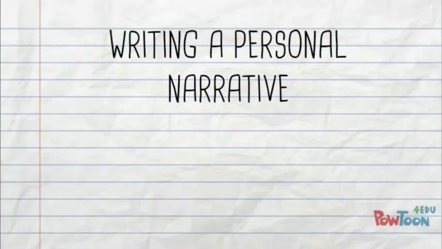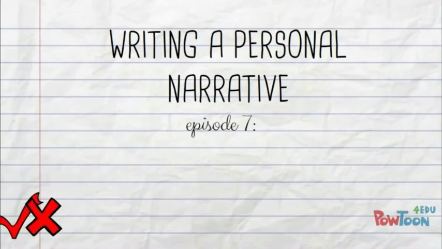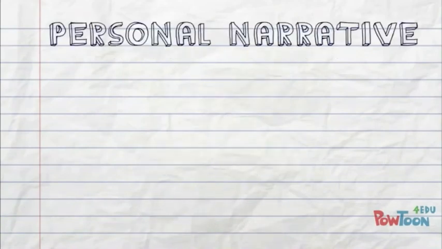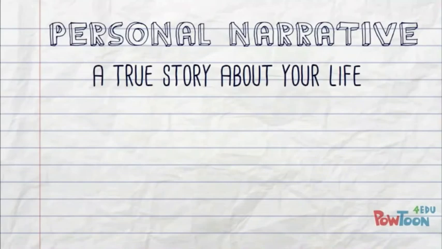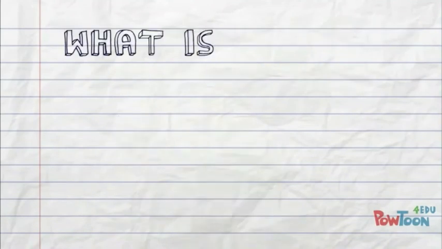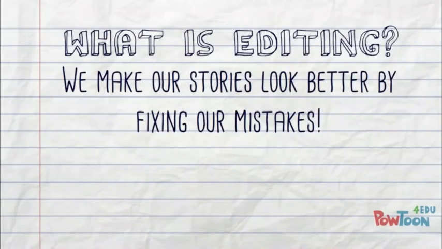Writing a personal narrative. Episode 7, Editing. A personal narrative is a true story about your life. You write about something that has happened to you. Editing is making our writing look better.